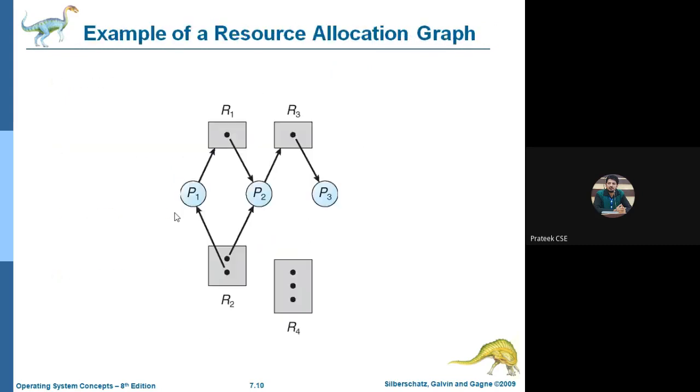So just let me go through all these examples. This is the first category where a cycle was not forming at all, so there is no loop here. And if there is no loop, it means there is definitely no deadlock here. There is no possibility of deadlock because there is no cycle.